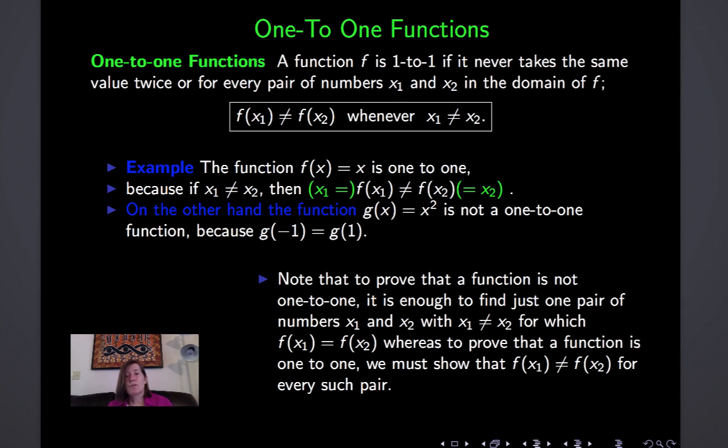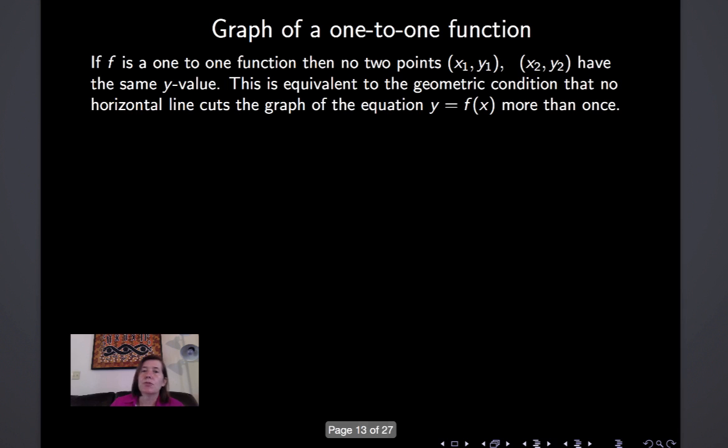Note that to prove that a function is not 1 to 1, it's enough to find just one pair of numbers, x1 and x2, which violate that condition in the box. But if I want to prove that something is 1 to 1, I have to demonstrate that no matter what two different numbers x1 and x2 I take, f of x1 cannot be equal to f of x2. So it's a much more difficult process. One thing that can help is the graph of the function.